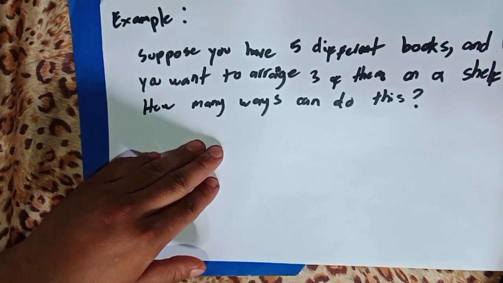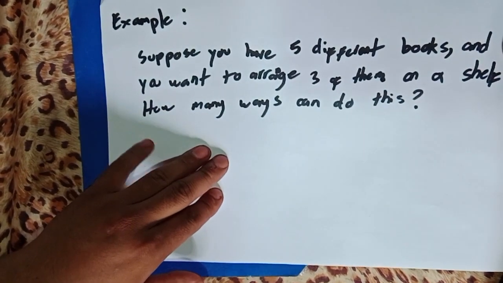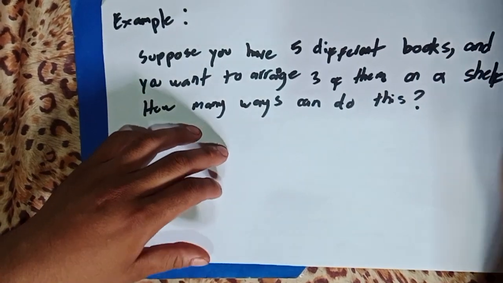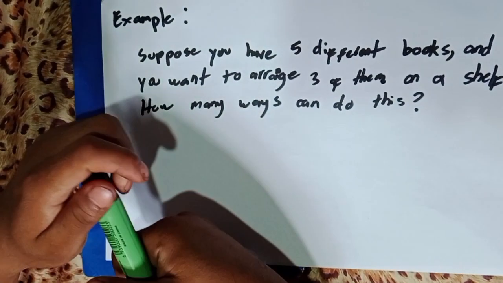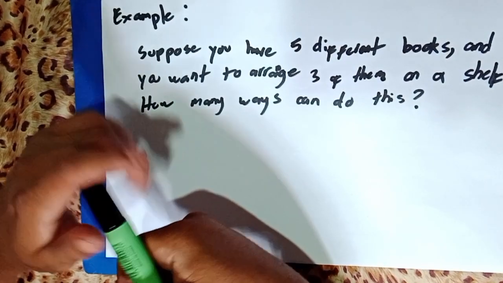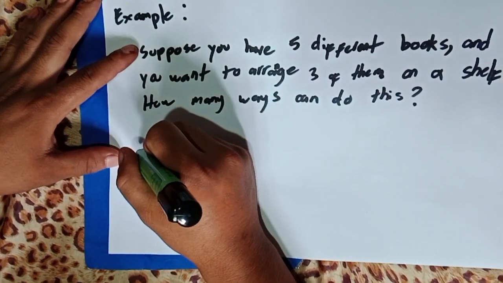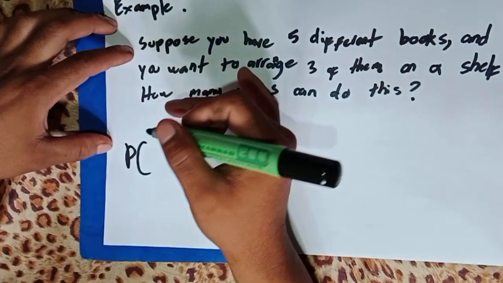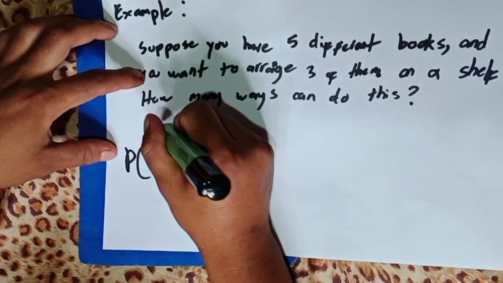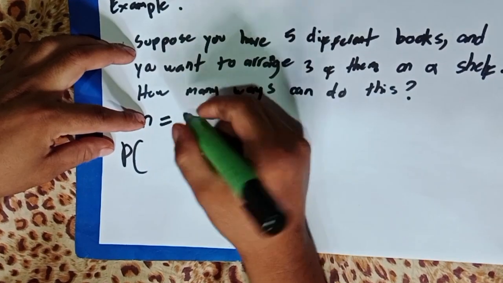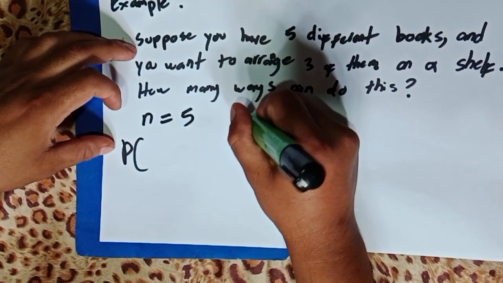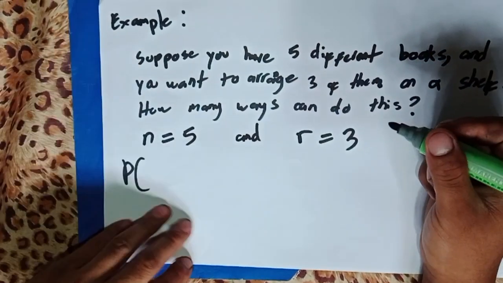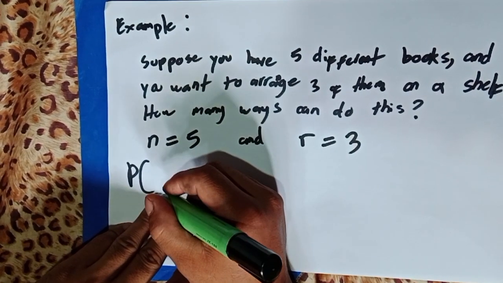Suppose you have 5 different books and you want to arrange 3 of them on a shelf. The question is, how many ways can you do this? By using the formula given, we have P for our n and r. Let's find first our n and r. Our n here is equal to 5 and r here is equal to 3.